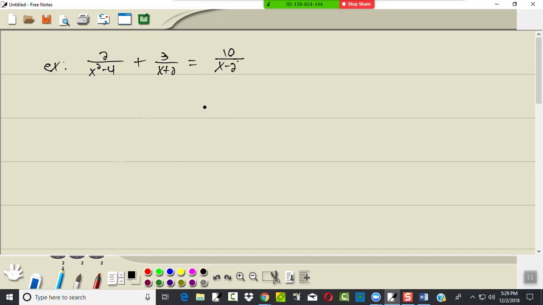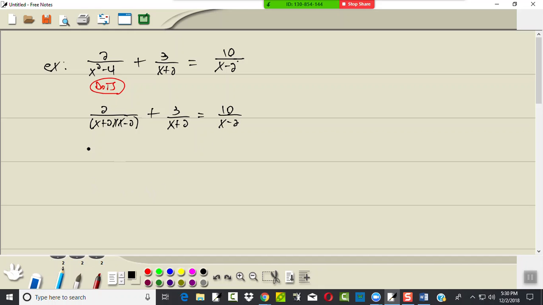Okay, step 1, get rid of parentheses, don't have any. Step 2, get rid of fractions. We're going to factor all our denominators. X squared minus 4 is a difference of squares. X plus 2 and x minus 2 I can't do anything with. So this becomes 2 over x plus 2, x minus 2, plus 3 over x plus 2 equals 10 over x minus 2.